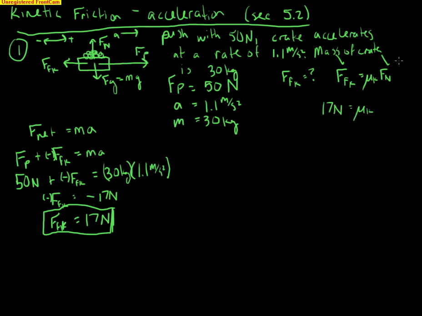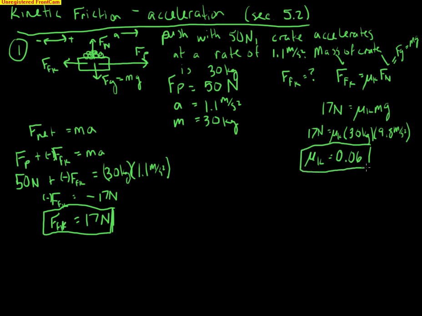And the normal force, we know that that's equal to the force of gravity, and that's equal to m times g. So we're going to replace Fn with m times g. So now we have 17 newtons equals mu k times the 30 kilograms times 9.8 meters per second squared. And if we work that out, that gives us mu k equals 0.06.